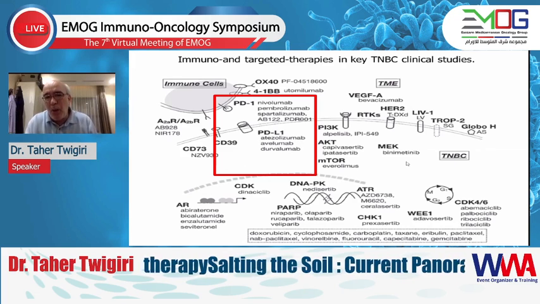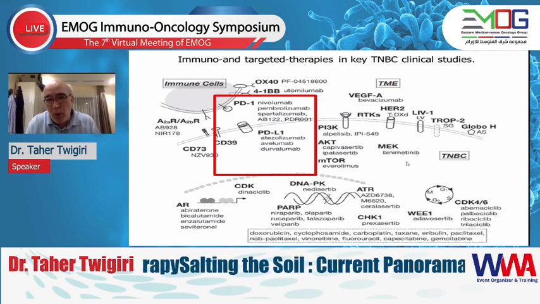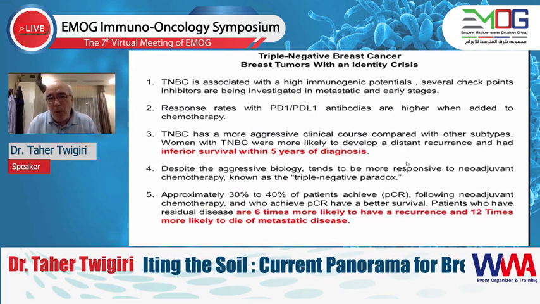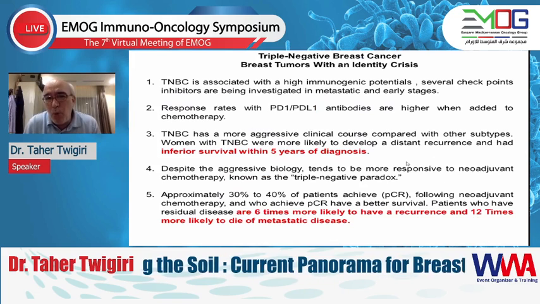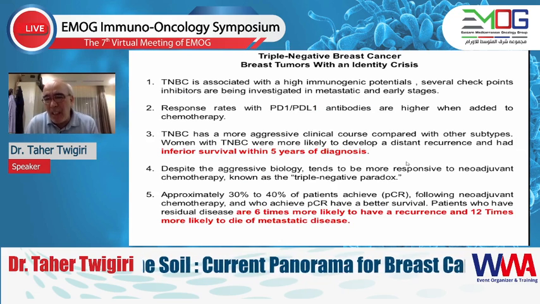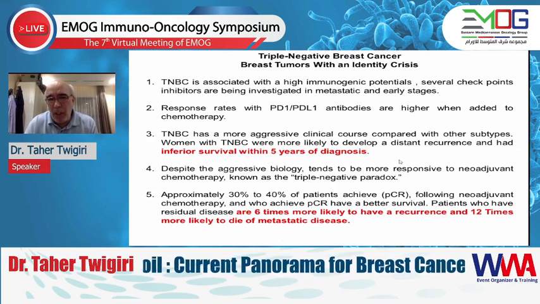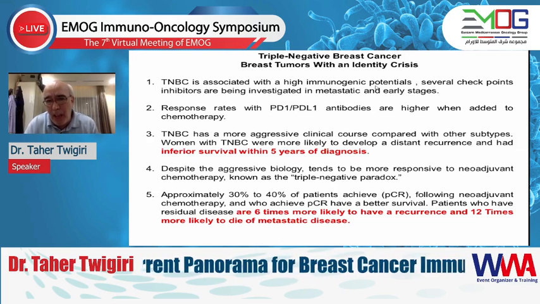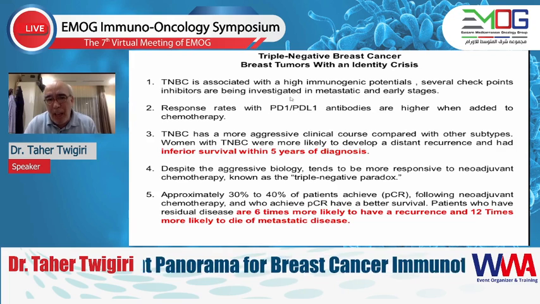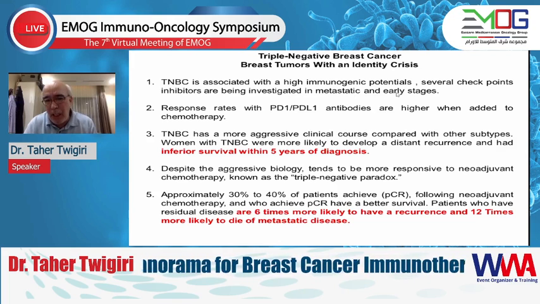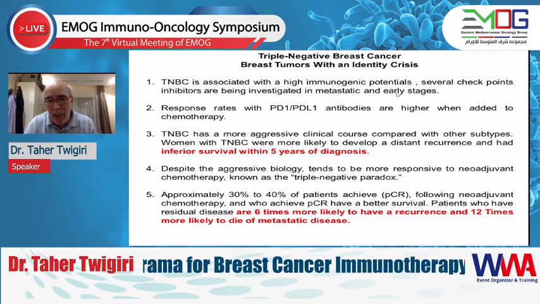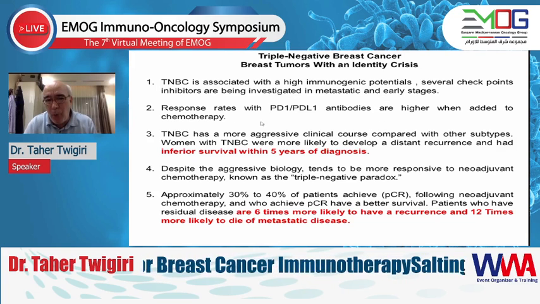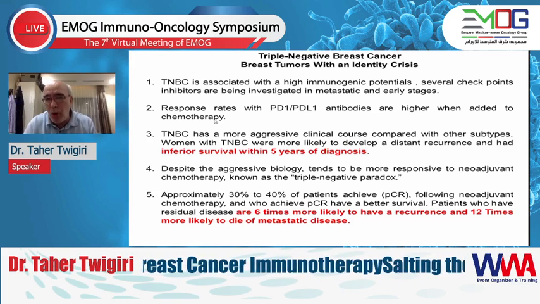Pembro and Atezo are the ones that we are going to talk about. Now, the triple-negative breast tumor with an identity crisis, indeed. Triple-negative is shaped with high immunogenic potential, as we mentioned in the previous slide. Certain checkpoint inhibitors have been investigated in metastatic and early disease, and I'm going to talk about this. The response rate to this antibody is higher when we're adding chemotherapy. I will show you that.